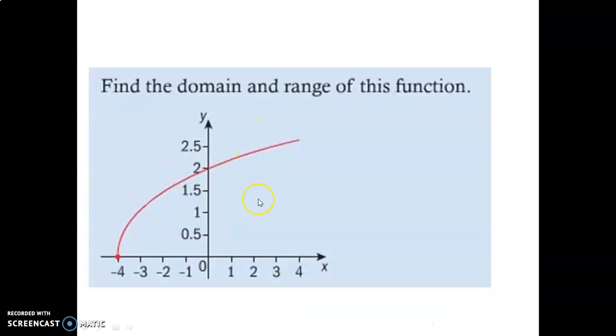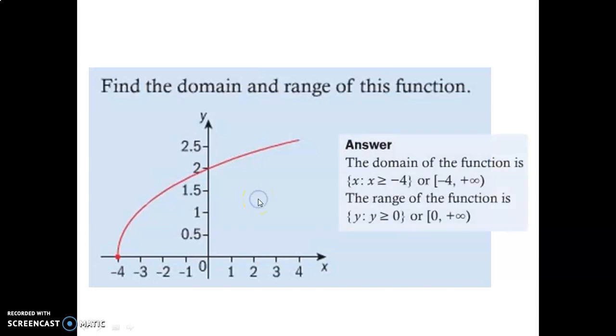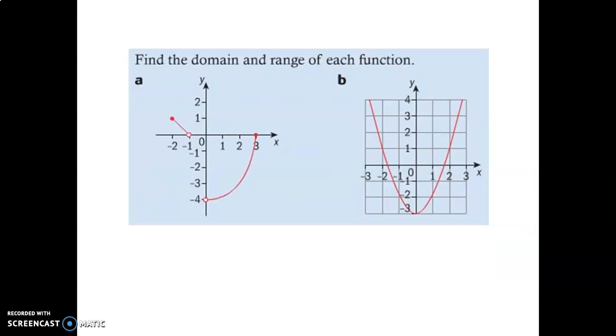Okay, find a domain and range of this function. Check your work here. How about this one? Find the domain and range of each of these. This one's a little different.